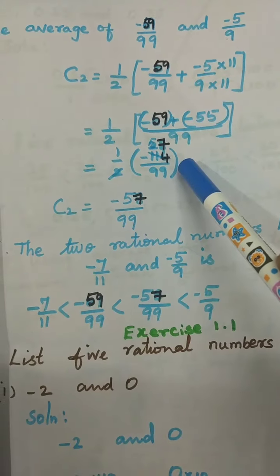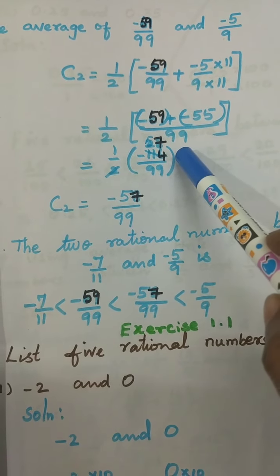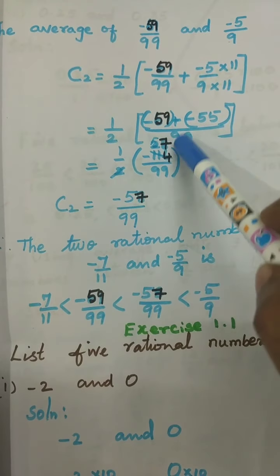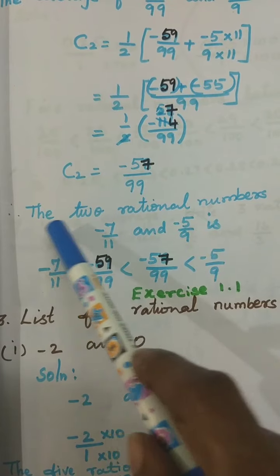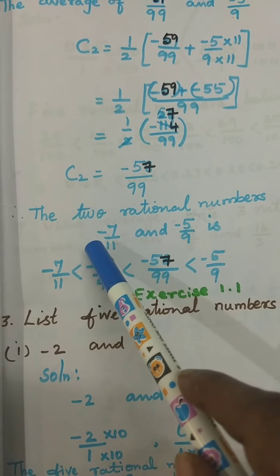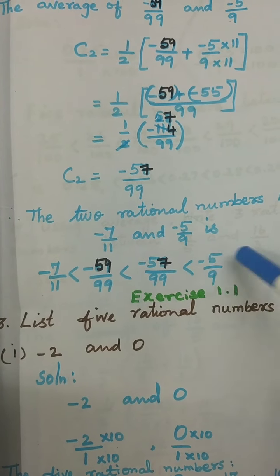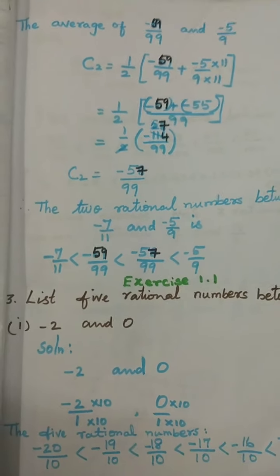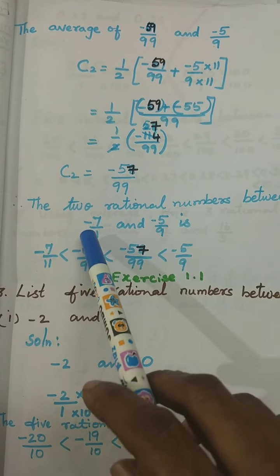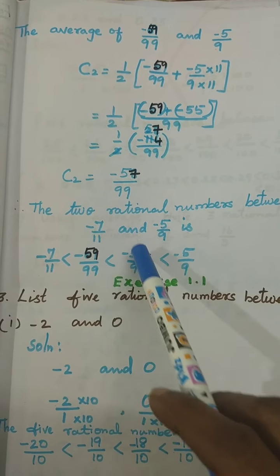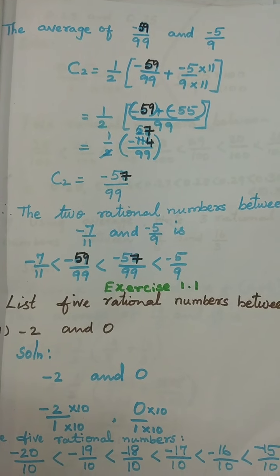Now you can cancel these two, 2 table by 2 table, because it is an even number. So 57. So C2 is minus 57 by 99. The two rational numbers between minus 7 by 11 and minus 5 by 9: minus 7 by 11 is less than minus 59 by 99 is less than minus 57 by 99 is less than minus 5 by 9.